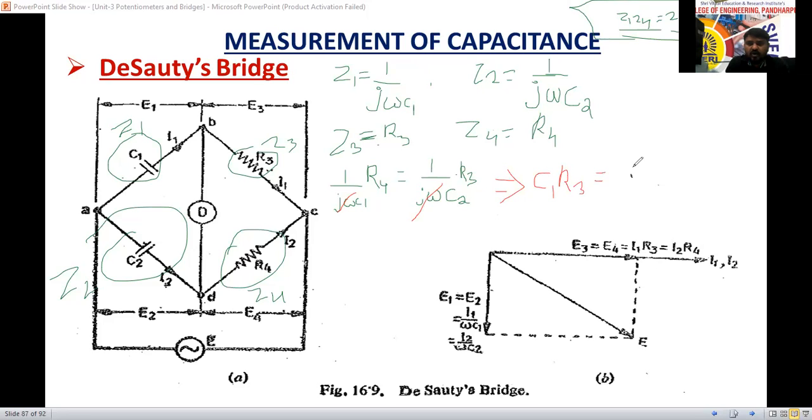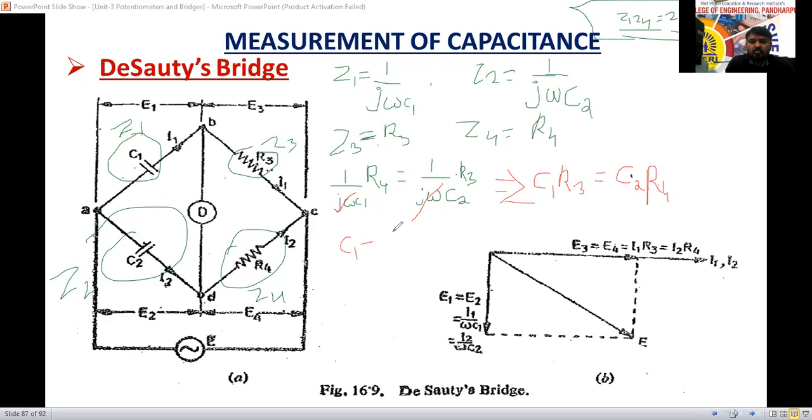C1 R3 equal to C2 R4. Is it correct? Yes, sir. C2 I will send into here, it will be C2 R4. C1 I will send into here, C1 R3 here. Now, from this equation, which is the unknown capacitance here? The unknown capacitance is C1 we have used here.